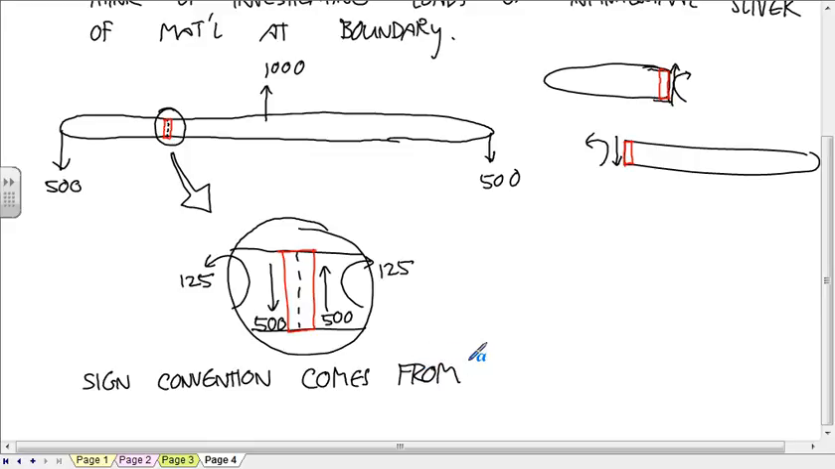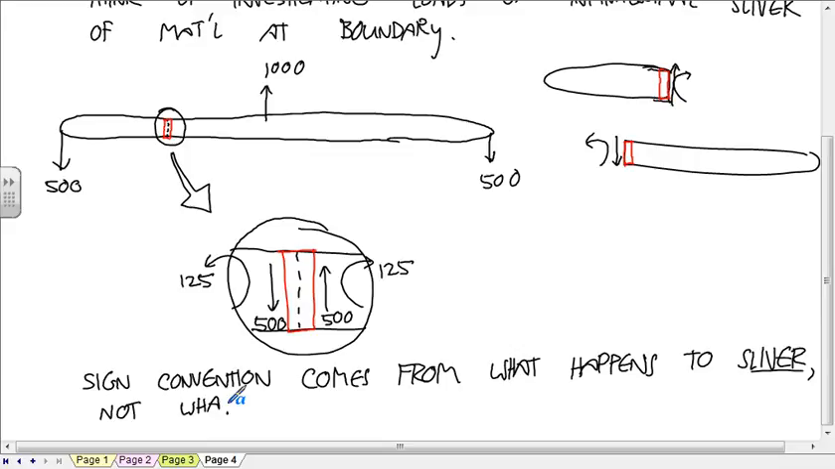Okay? So the sign convention comes from what happens to the sliver, not what happens to the surface that's cut.